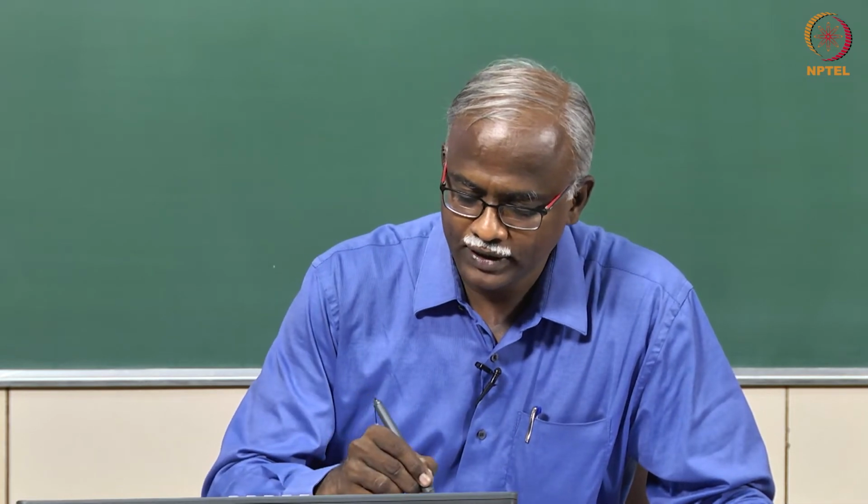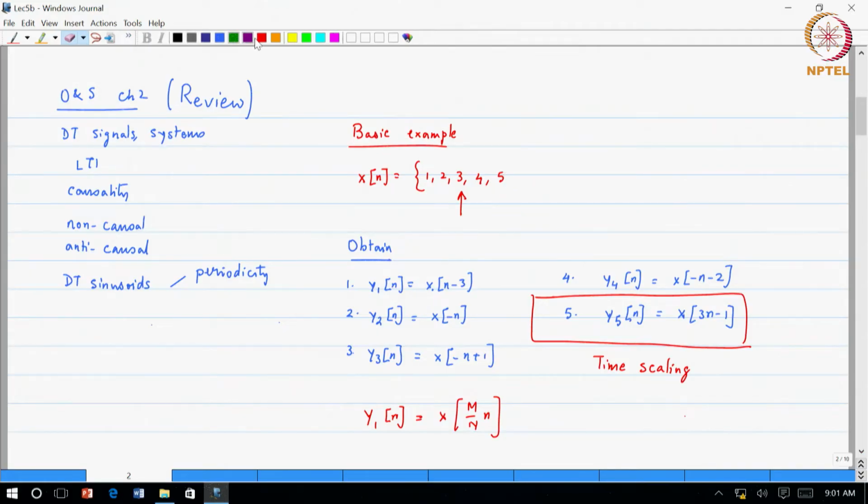Okay, so I'll make a small change. I'll add one more sample. It's a 6 sample sequence. If you were to think of this as a sketch of the sequence, at time 0 you have a sample equal to 1, then time 1, 2, 3, 4, 5, 6. Okay, so 1, 2, 3, 4, 5 is the time index.